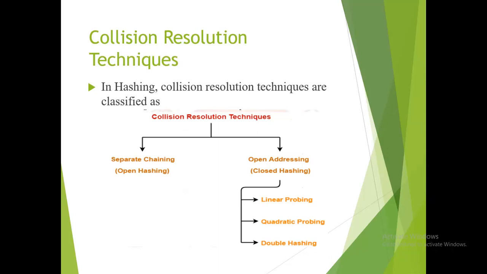Collision resolution technique. In hashing, collision resolution techniques are classified into two types. First, separate chaining, and next, open addressing. Separate chaining is open hashing and open addressing is closed hashing. Open addressing has subtypes: linear probing, quadratic probing, and double hashing.